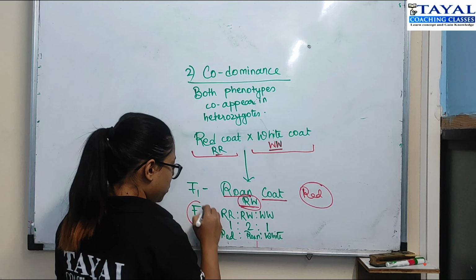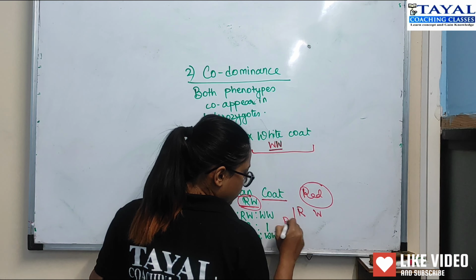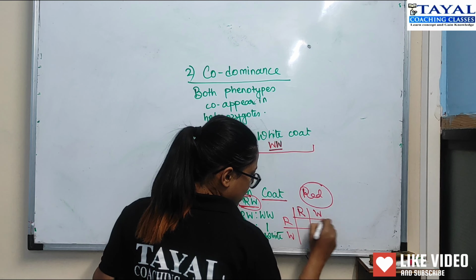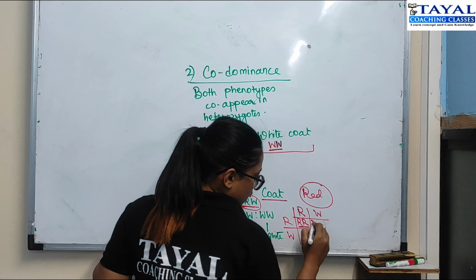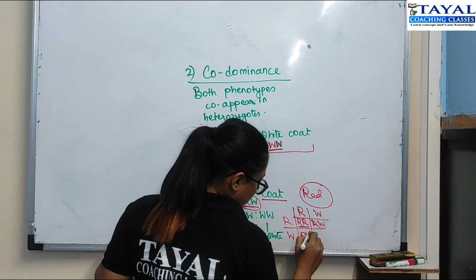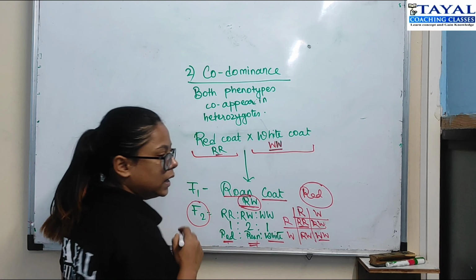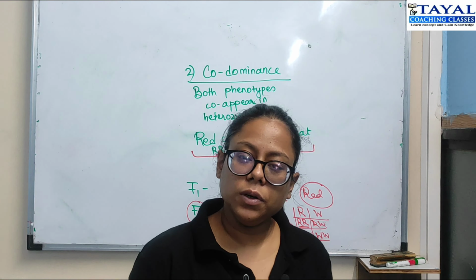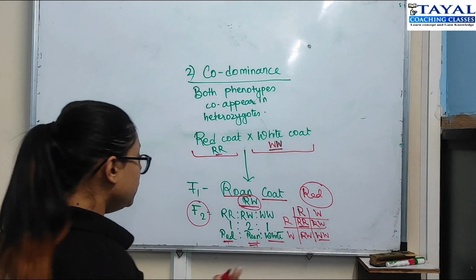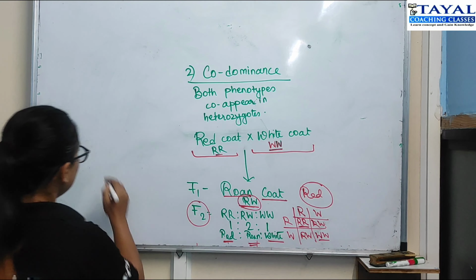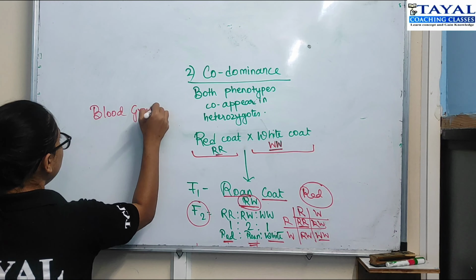Obviously in the F2, if we are crossing it again, RW and RW, then we will get one RR, which is the red variety, two RWs, which is the roan variety, and one white variety. You cannot call any of them dominant or recessive because they are dominant together, codominant. In humans, it's very easily seen in the human blood grouping system, our ABO blood group.